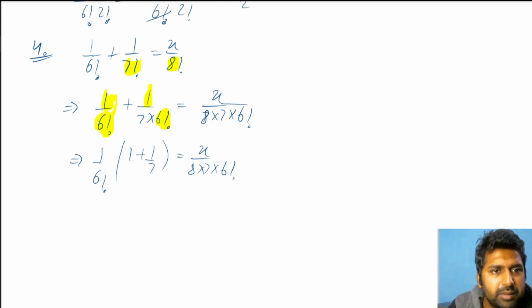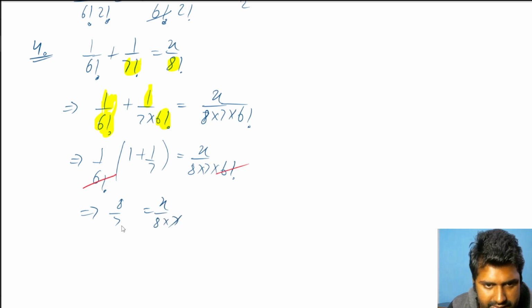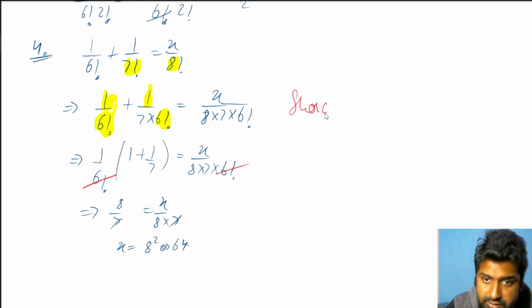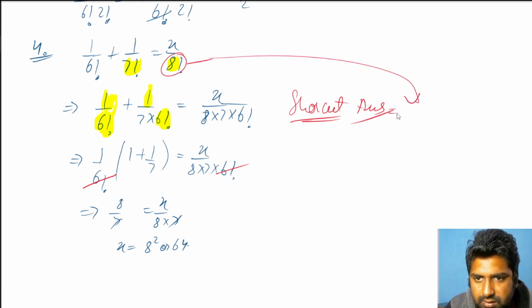Both sides are being multiplied by 6 factorial. We can cancel 6 factorial. This is the benefit. Now solve this. You get 8 by 7 is equal to x upon 8 into 7. 7 also cancels. X is 8 square, or 64. And now the shortcut for this particular kind of question: the answer is always this number's square.